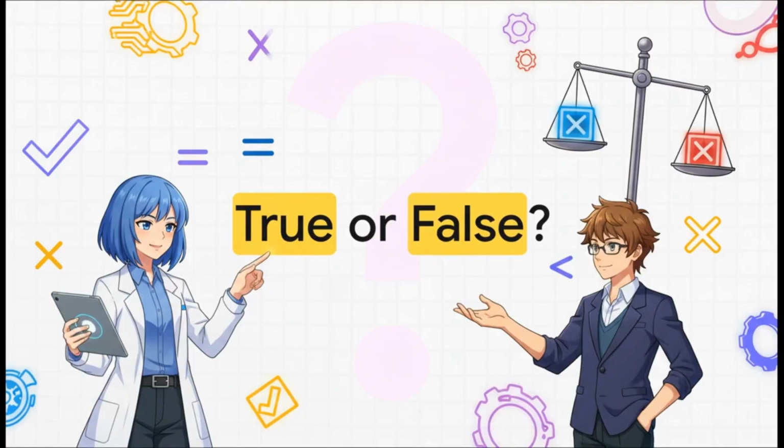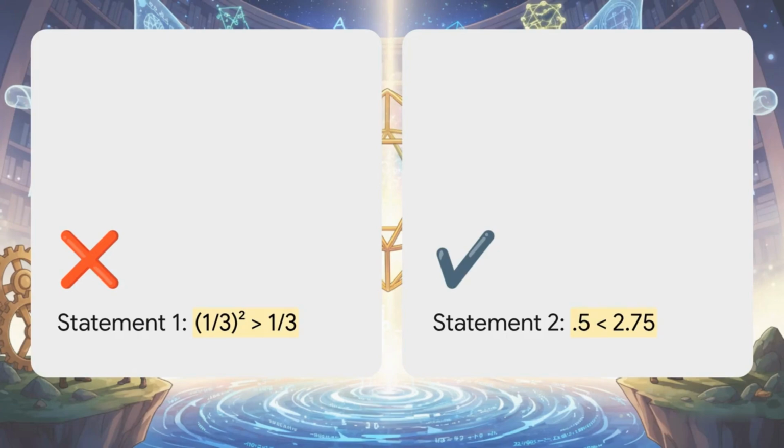Now, this language of math isn't just about finding one single number as an answer. We also use it to compare things. So let's check out a different kind of mathematical statement. Here we've got 2 inequalities. So, is that first one true? Well, let's see. 1/3 squared is 1/9, and 1/9 is actually smaller than 1/3. So, nope, that statement is false.